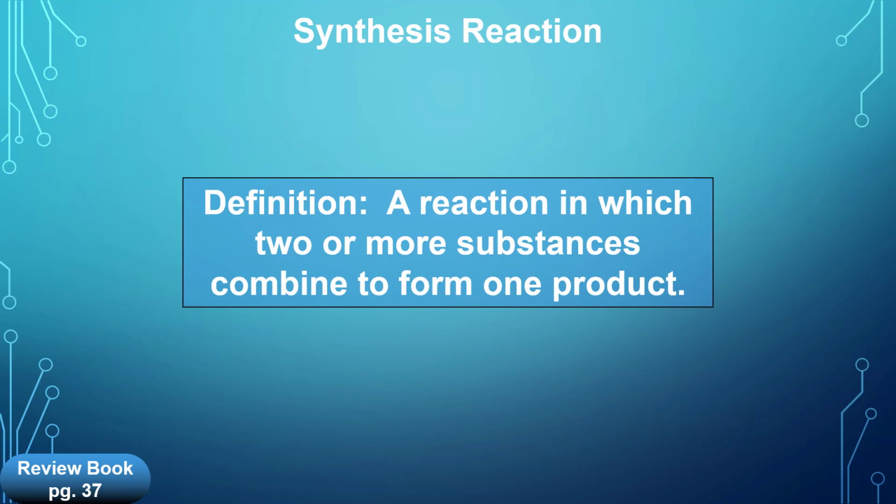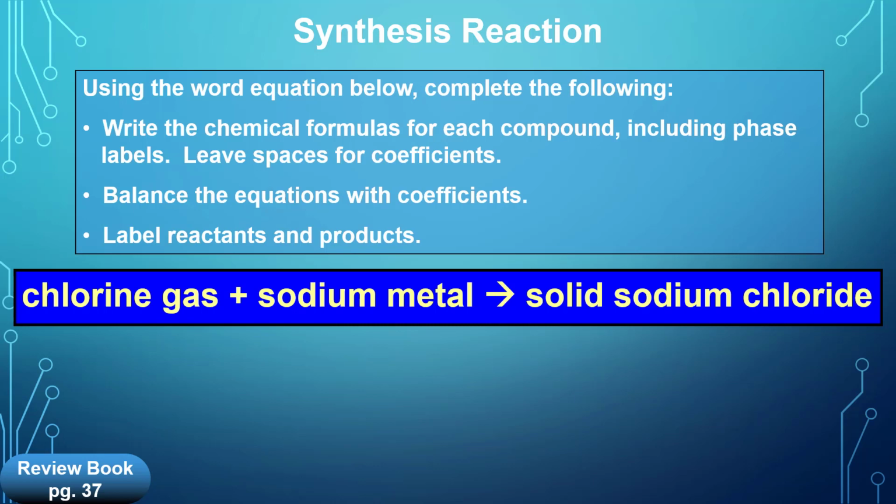This is the definition: a synthesis reaction is a reaction in which two or more substances combine to form one product. And by substances, if you remember way back to the first unit, it is either an element or a compound. Those are pure substances made of one type of thing. So there's a word equation right here. This is a synthesis reaction as a word equation.